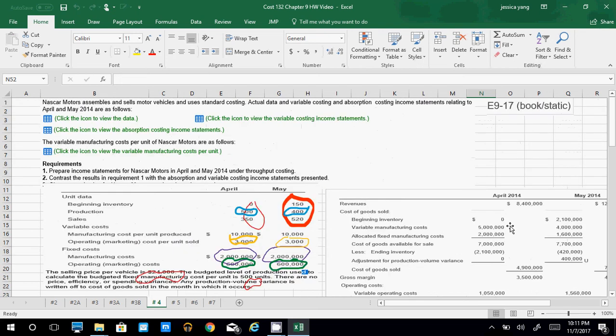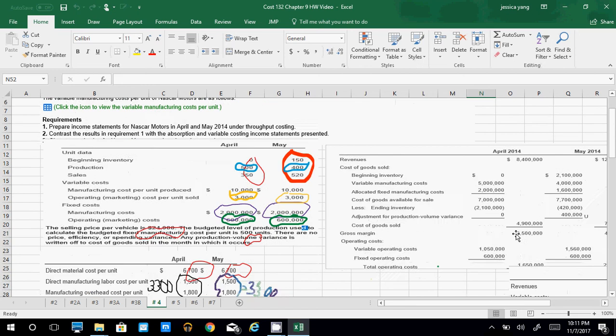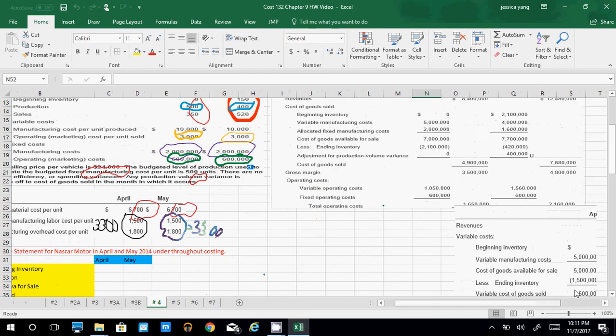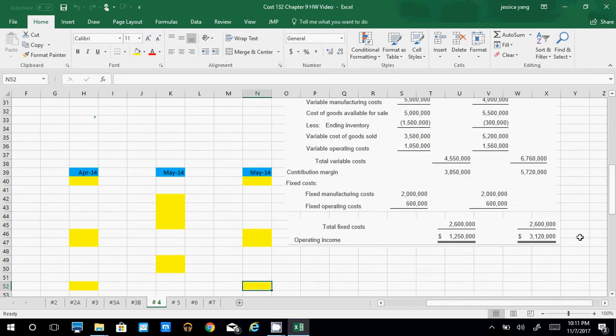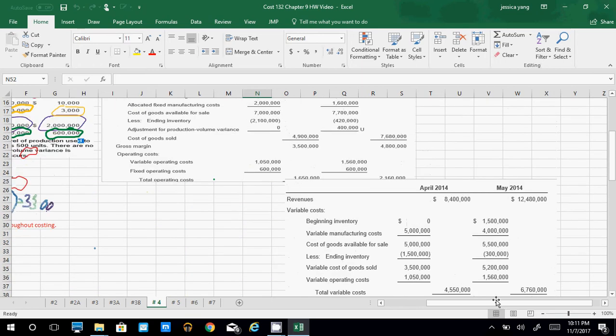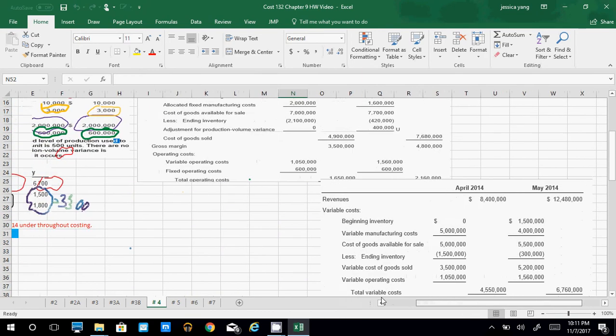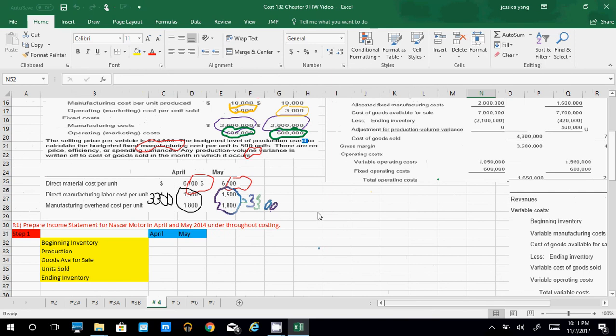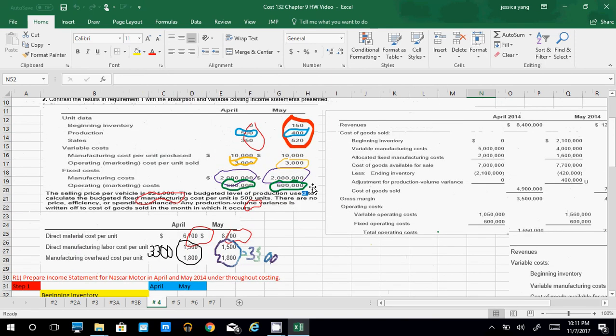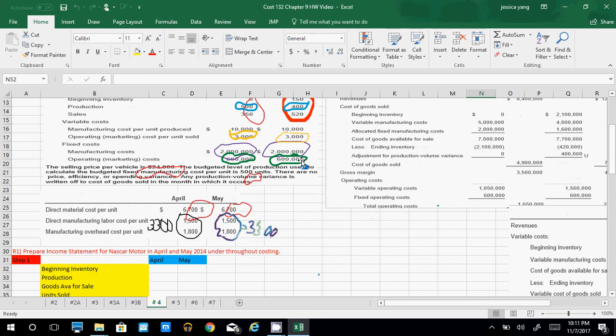We are also given the variable costing and absorption costing income statements on the right side. With the data provided, I have circled the relevant values that will be needed to prepare the income statements for NASCAR in April and May under throughput costing.